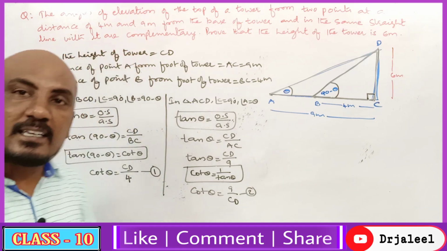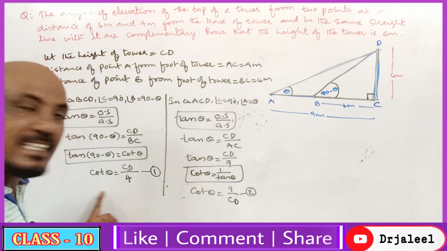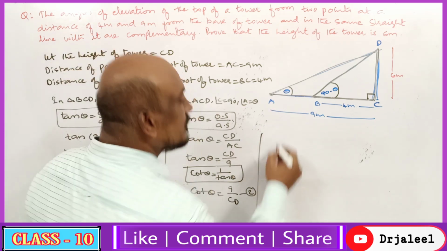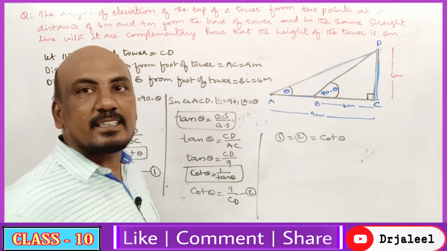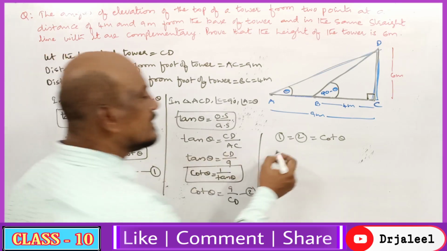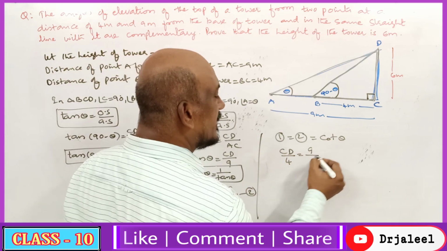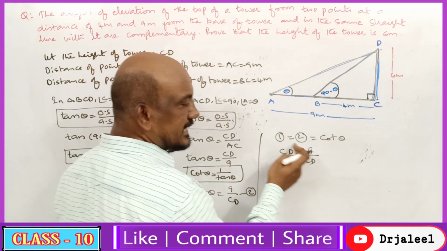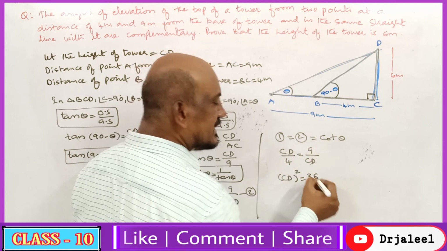Why did I do this here? Because here it is cot theta, and here it also became cot theta. Now I can easily compare both, because cot theta is equal to cot theta. So you can now write that the first equation is equal to the second equation, because they both are equal to cot theta. Have you understood, children? In the first equation, the right hand side is CD by 4. In the second equation, the right hand side is 9 by CD. As our target is to find CD, let us cross multiply: CD into CD, CD square is equal to 9 into 4, 36.